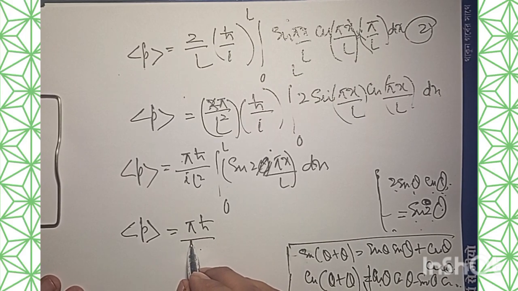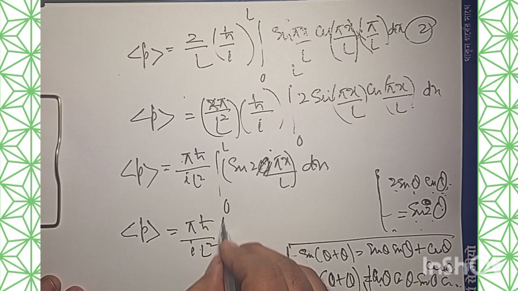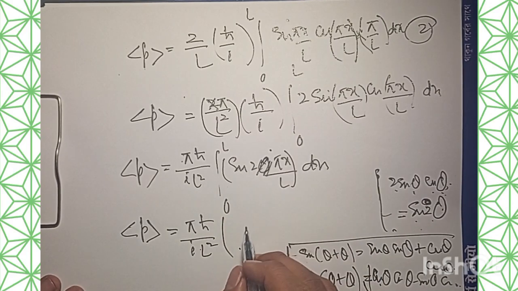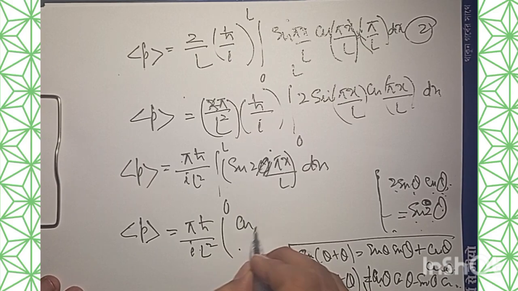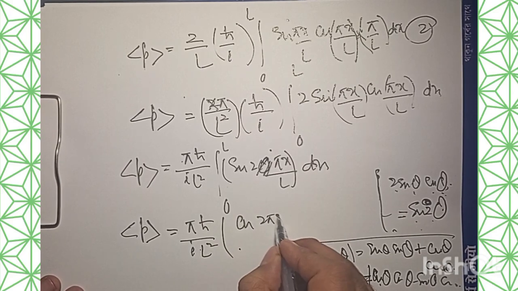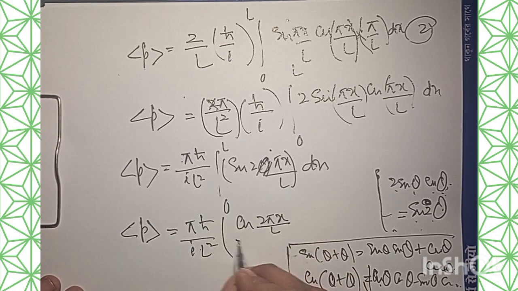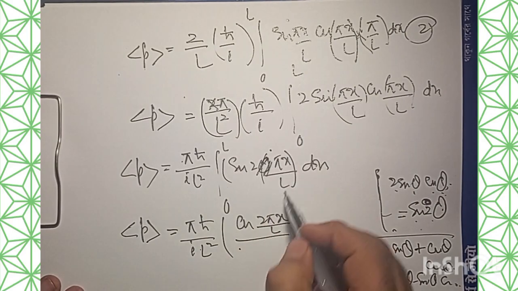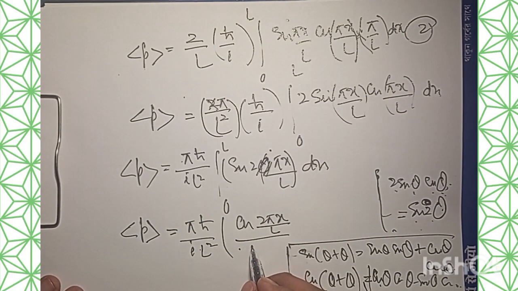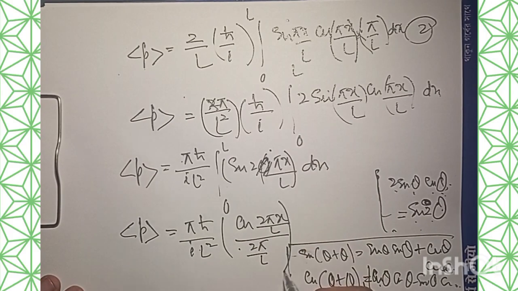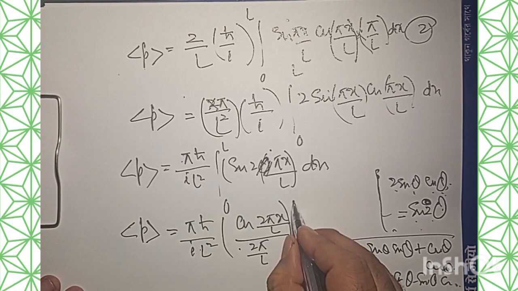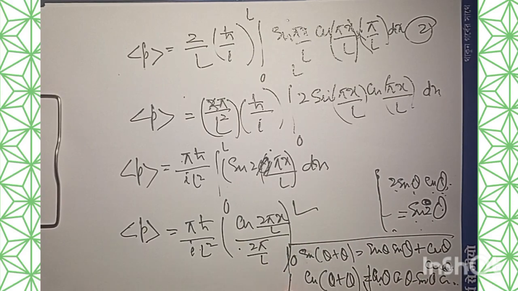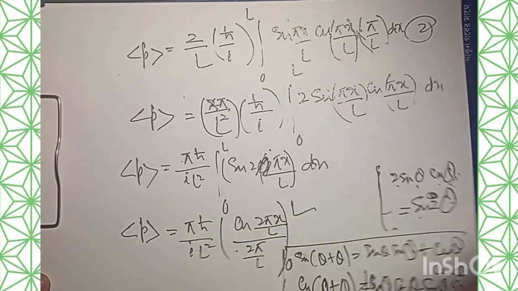L². So here I would like to have the integration of this. That will give me cos of 2πx/L divided by the internal derivative of this whole thing, that will be 2π/L. So what is the limit of integration? It is from 0 to L. So this should be the case.